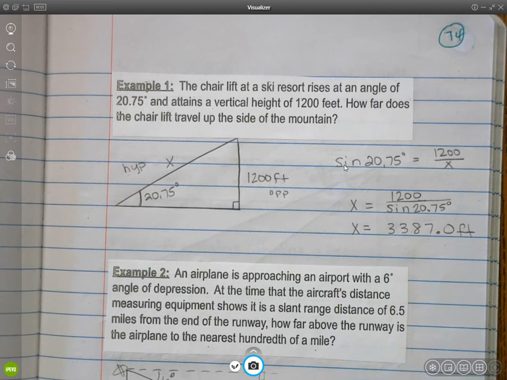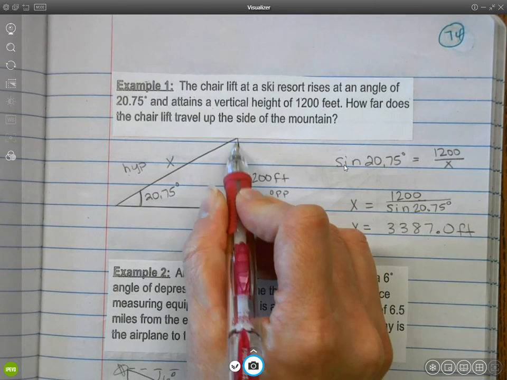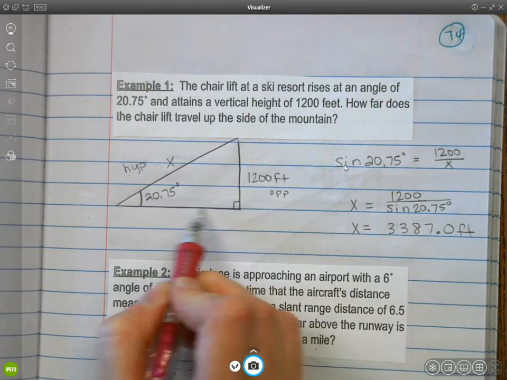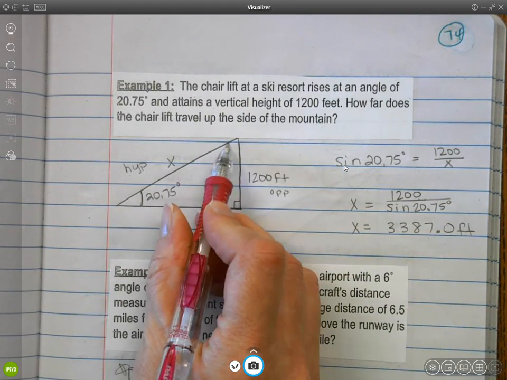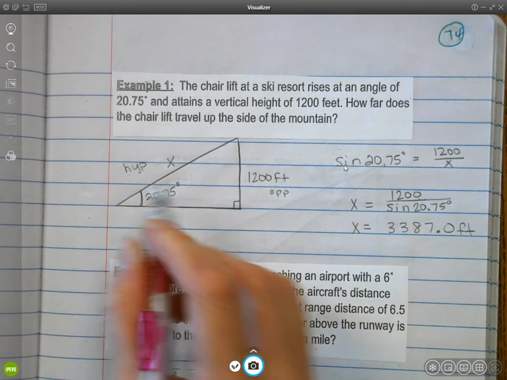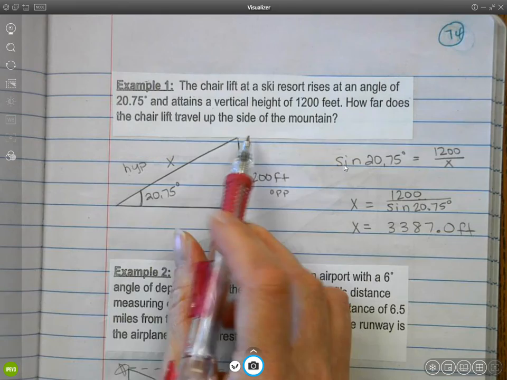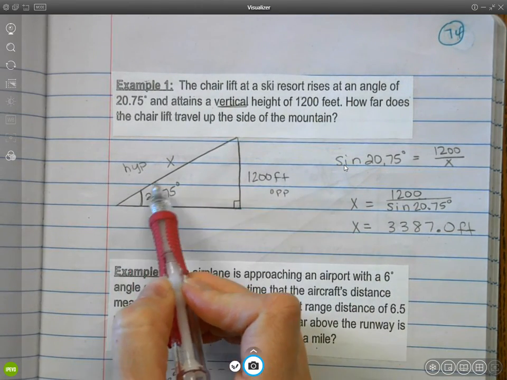The chairlift at a ski resort rises at an angle of 20.75 degrees and attains a vertical height of 1,200 feet. How far does the chairlift travel up the side of the mountain? All right, so we are assuming that if we go straight up the mountain, the height with the ground makes a right angle. We are on a chairlift going up the mountain. That angle that it rises is what they gave us, the 20.75. We know that the straight up vertical, that's the keyword, height is 1,200 feet. And they're asking us how far it actually travels.